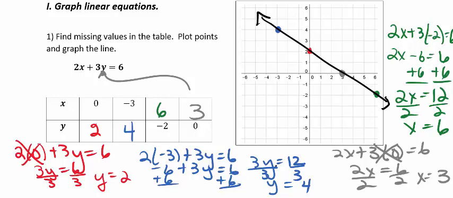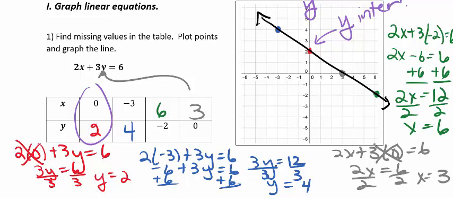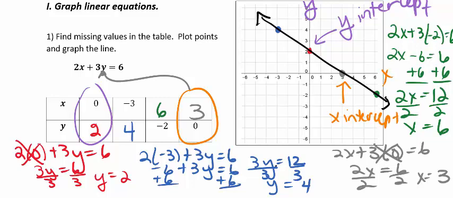We're going to point out two very important points from the table and on the graph. 0, 2 is right here. This is my y-axis. This is called my y-intercept. Wherever the line crosses the y-axis is called your y-intercept, and x is always 0 at the y-intercept. This point 3, 0 right here is called my x-intercept. That's where it crosses the x-axis. That is where y is 0.